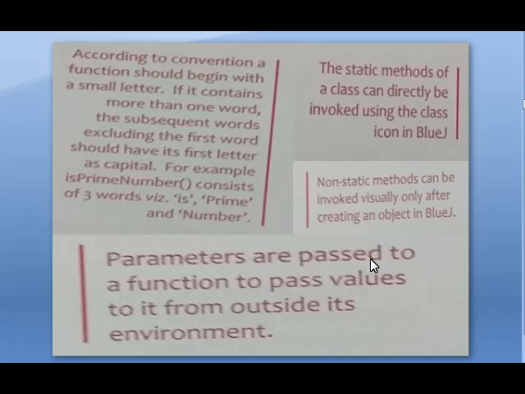Then the static methods of a class can directly be invoked using the class icon in BlueJ. The non-static methods can be invoked visually only after creating an object in BlueJ. The parameters are passed to a function to pass values to it from outside its environment.